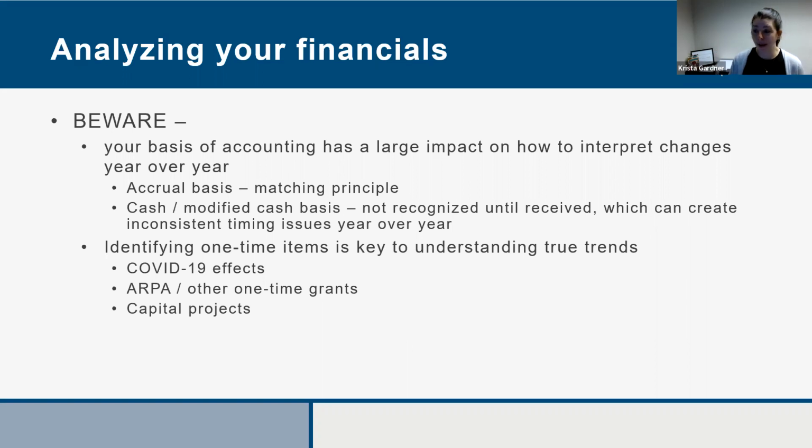In one year, you might get 3 payments, and the next year you might get 5 payments, just based on timing. So that's important to understand as well, because if you're looking at, well, why did my revenue significantly increase, or why did my revenue significantly decrease? Timing can be a big part of those discussions if you're on the cash and modified cash basis.